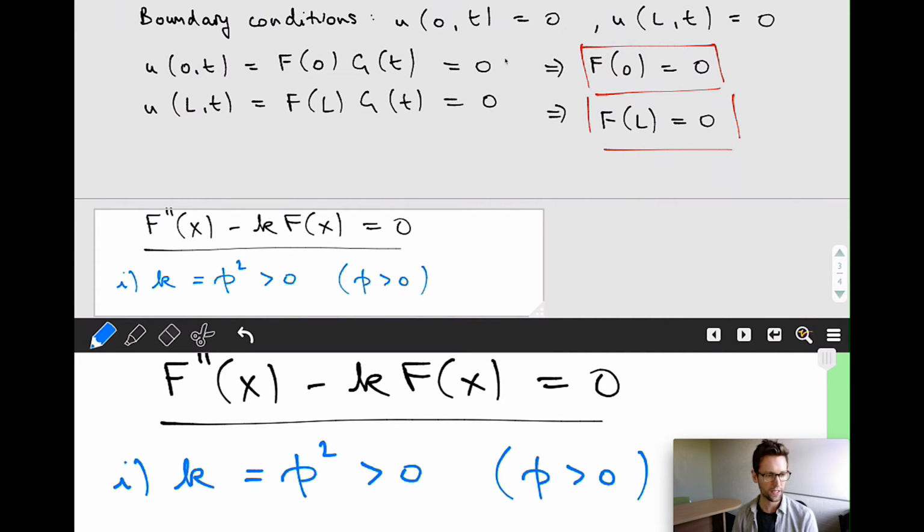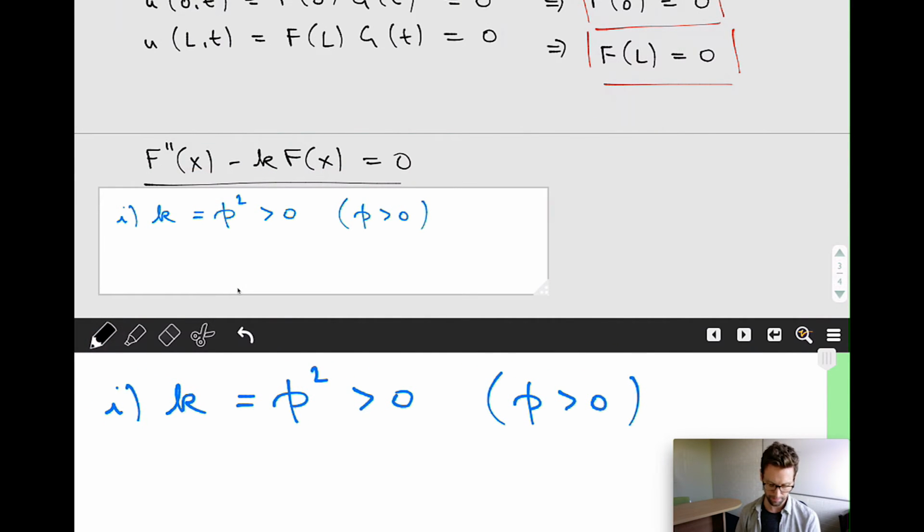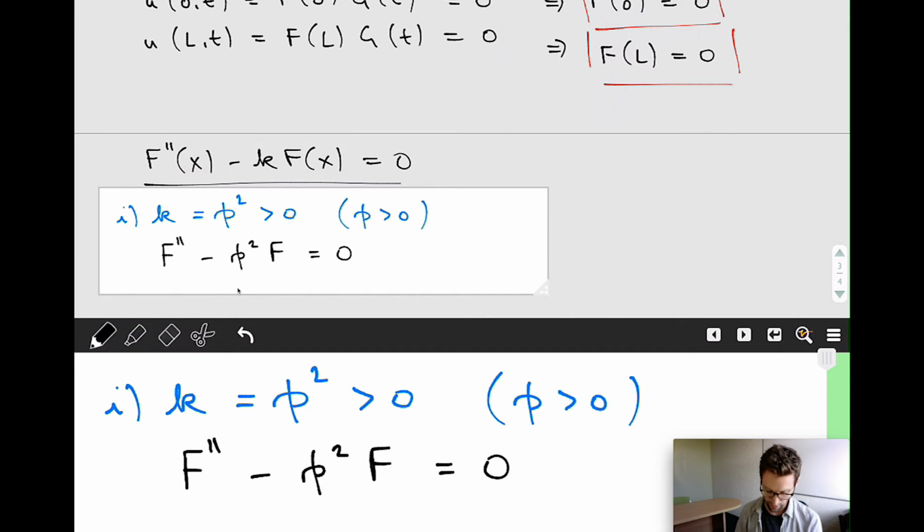Now the reason I'm writing it as k is equal to p squared is because that's going to make my calculation a little bit easier later on. So this is really just a mathematical trick for convenience. So when I do that, I get f double dash minus p squared f is equal to 0. That's a second order ordinary differential equation, and it's homogeneous, there's no right hand side.